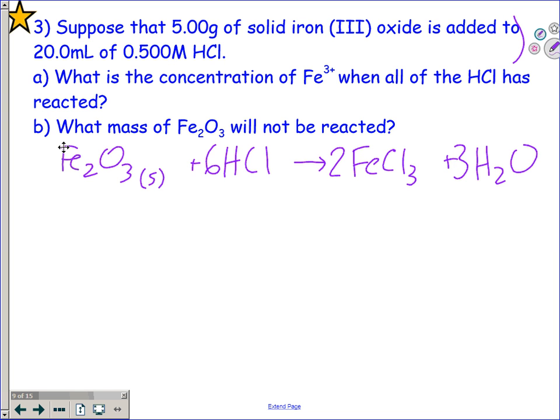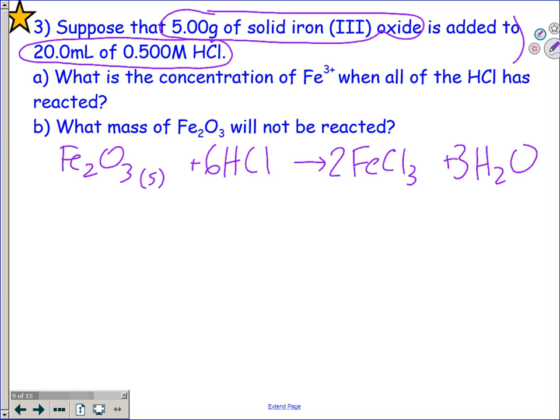Okay, so you have concentration information for HCl, but that doesn't come alone, right? You have information about iron 3 oxide. So because you don't know which of those is going to be used to make our products, you've got to figure out who the LR is first. So step 1, we got to do what? Get both of them to moles, right, Jaden?